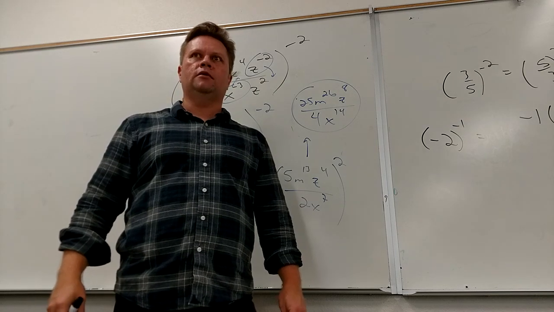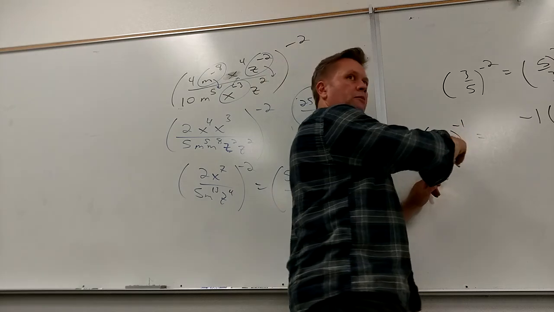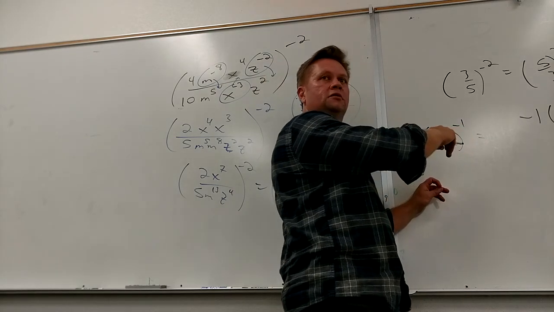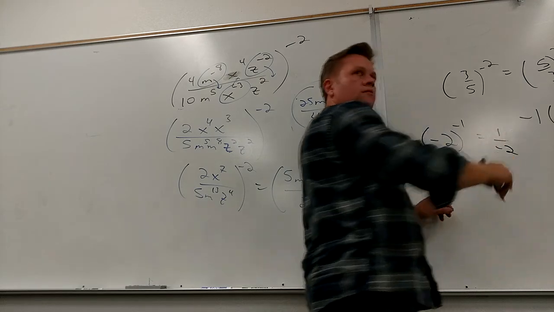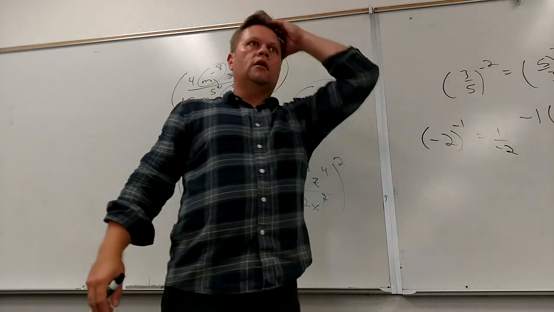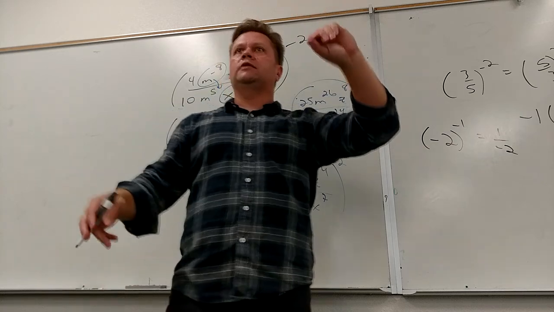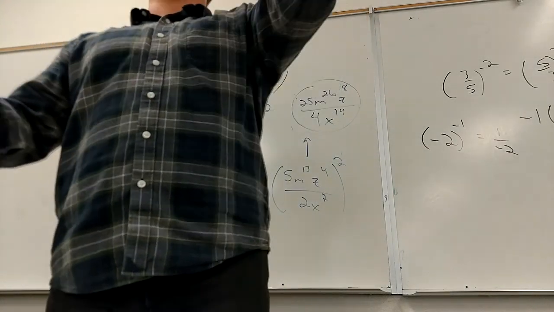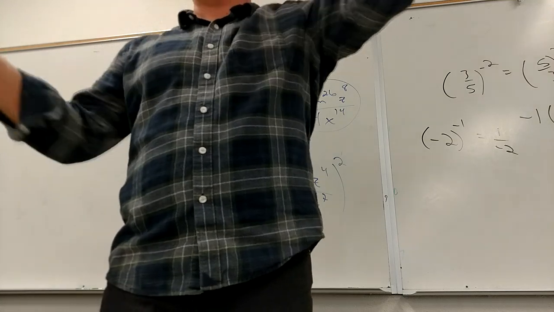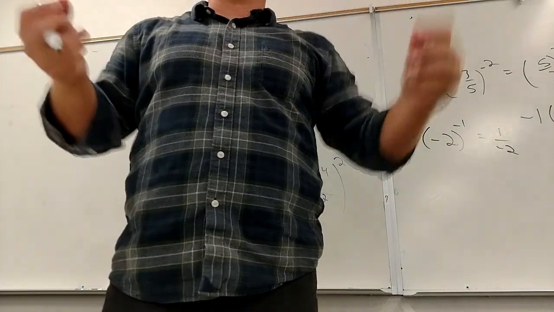So what am I flipping? No. I'm flipping -2. So it becomes 1 over -2. It's still negative. If I had an operation that said it just flips something, can that make the sign change? No. If it's -5, it's -1/5 now because it flipped. It cannot change the sign.